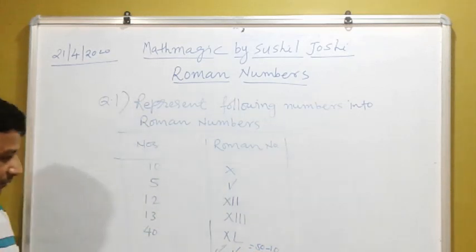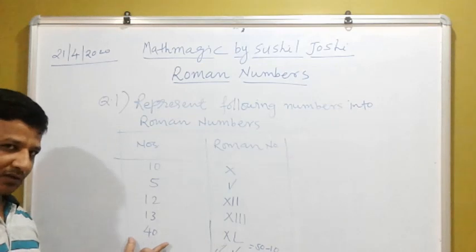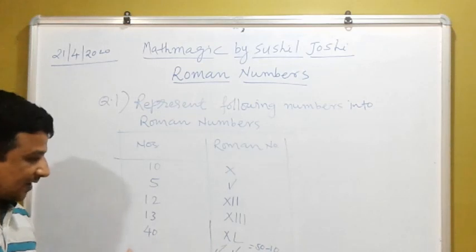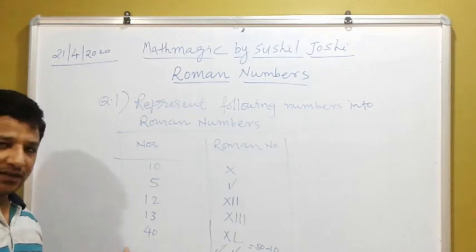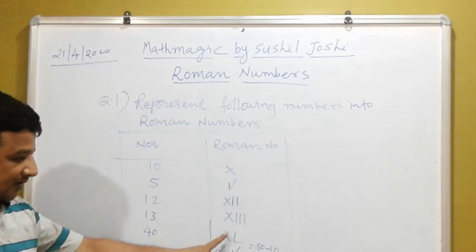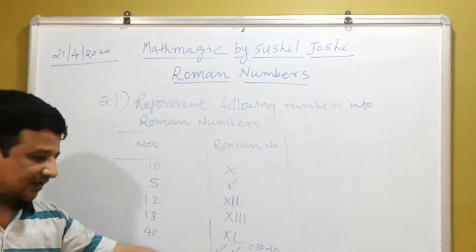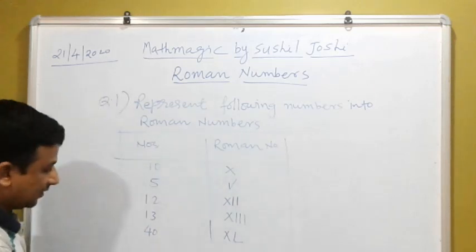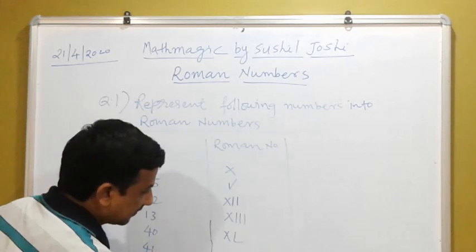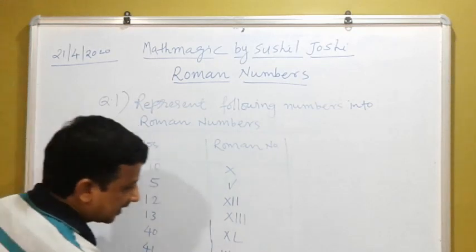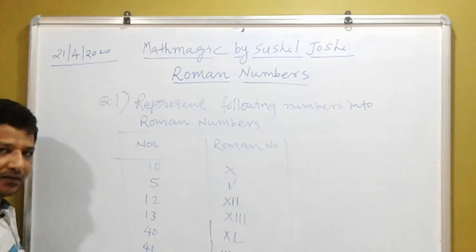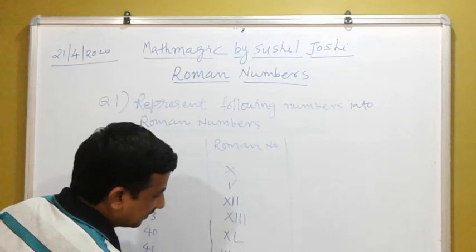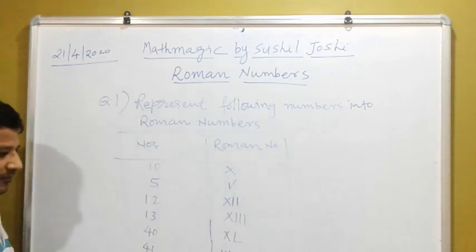So how do we represent 40? This is one of the most important representations. Many times students make a silly mistake while representing this 40. So XL represents 10 and 50, 50 minus 10 is equal to 40. Then 41. How do we write it? XL means 40 and this I represents 1, 41. How do we represent 42? XL, 2 I is there.